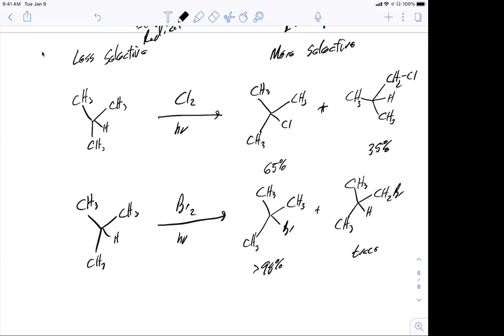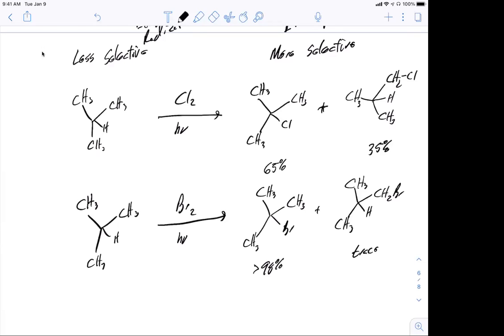So when we see chlorine, we're going to see distributions across all of the possibilities. We're going to see primary, we're going to see tertiary. With radical bromination with bromine, we're going to see high selectivity. So if there's a tertiary position, that's going to be all of your product. Anything else is going to be a very minor product, in this case trace, because we're going from tertiary to secondary.